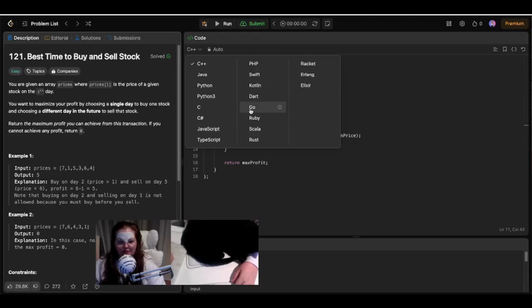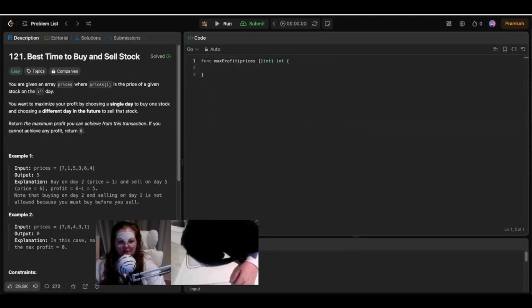JavaScript or Go? I'm not as confident with Go as with JavaScript, so let's do that. Okay. This is gonna be rough. I can already tell. So starting off the same way, if the length of prices is equal to 0, then we return 0.